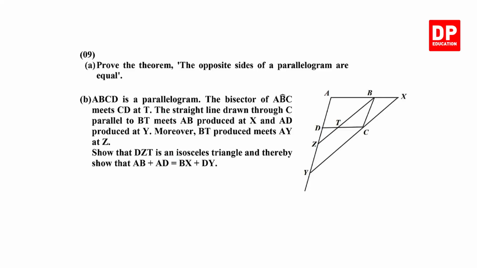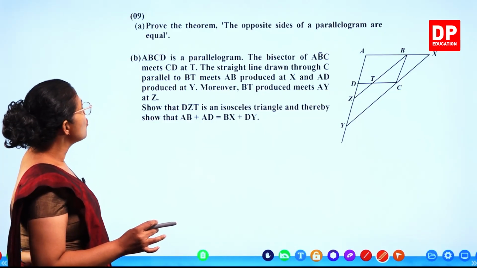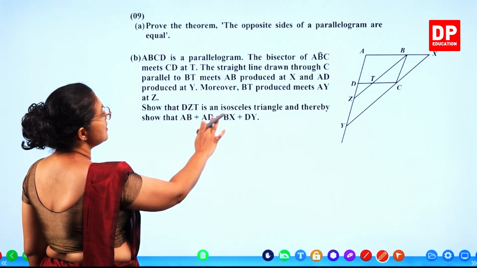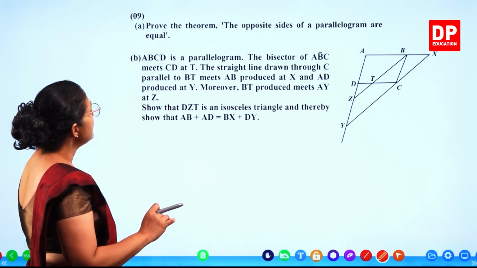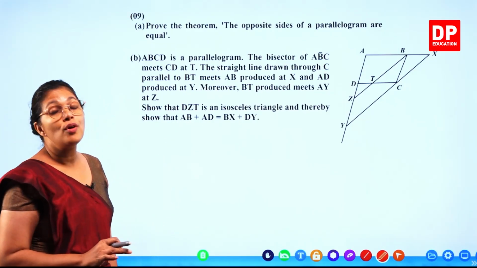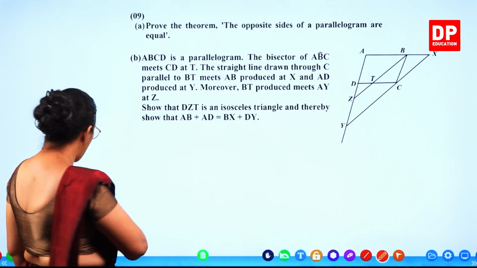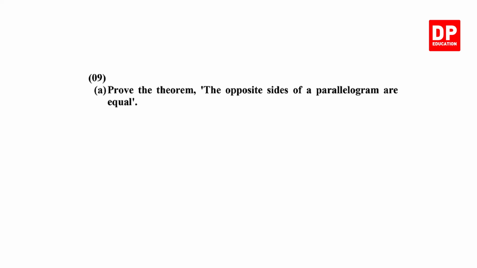Let's do question number 9. So you have to prove theorems here. And in the second one, a diagram is given and you are asked to show DCT is an isosceles triangle and AB plus AD is equal to BX plus DY. So all proofs in this question. So let's do this one now. Prove the theorem: the opposite sides of a parallelogram are equal.